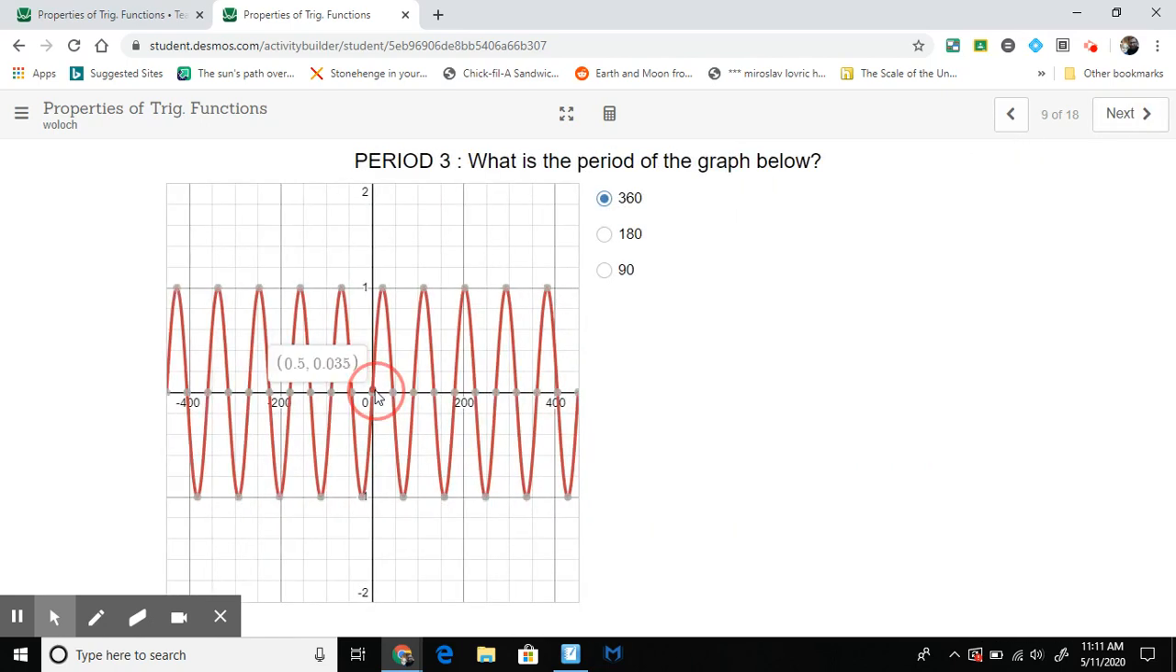And then this one is getting smaller. If you click on it, you'll be able to see that, holy moly, this one has a period of 90. So if you look, where's 360? 360 is right here. So in this particular equation, how many waves are there in 360 degrees? Well, there's 1, 2, 3, 4.